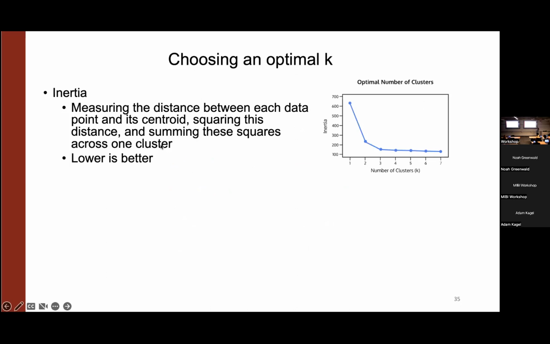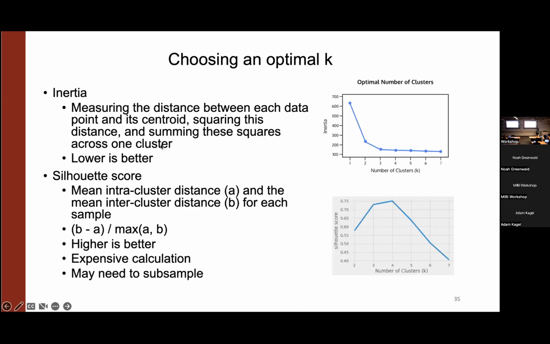So this is a graph of what inertia looks like. What we typically do is increase the number of K, so the number of neighborhoods we're trying to find in our data, and calculate this metric for all of these different cluster numbers. We're looking for what we call an elbow point, where it levels off. So in this case it would be 3. Like 3 seems like the best choice in this situation.